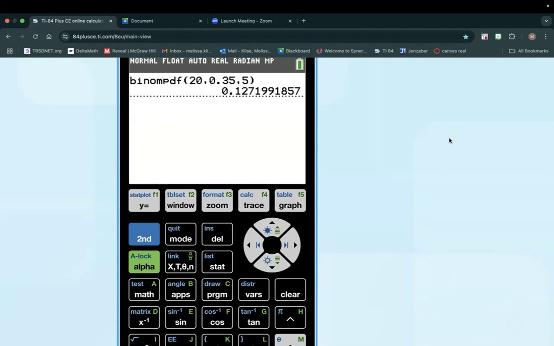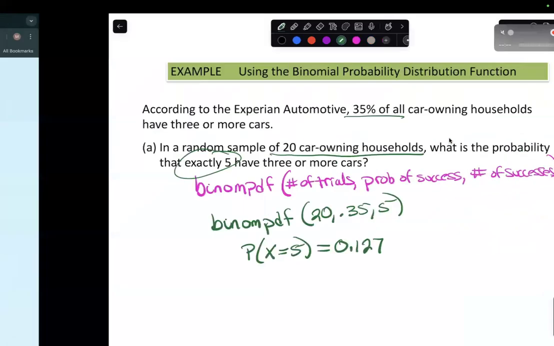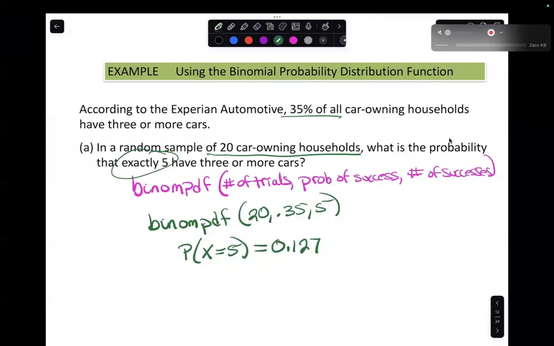A second, I'm going to write this down. Okay. So we have the probability that the number of successes is 5 is 0.127, or about 12.7%. So there's about a 12.7% chance that if I took a random sample of 20 car owning households, exactly 5 would have 3 or more cars. Questions before I give you more?